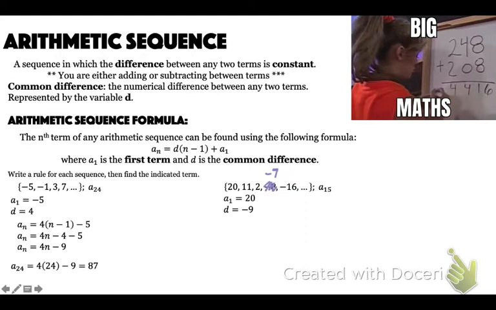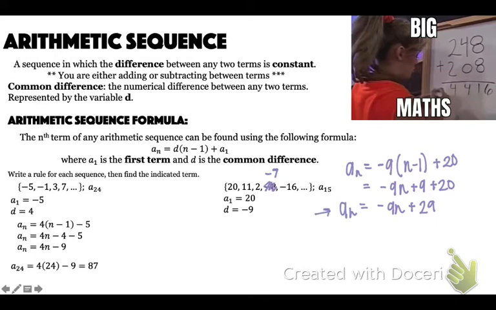It's negative 16. My bad. So that should have been a negative 7. So if I want to find the nth term, I'm going to write a formula. a sub n equals d, which is negative 9, times n minus 1 plus 20, which equals negative 9n plus 9 plus 20, which is negative 9n plus 29. Okay, so that is my rule.